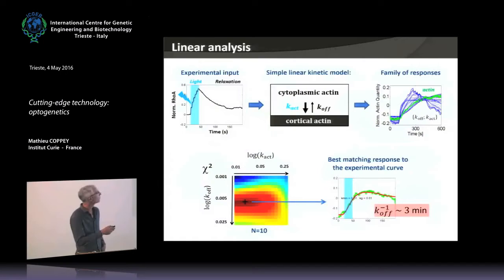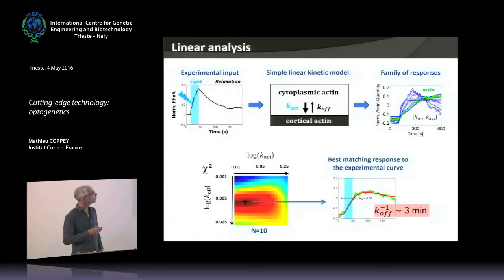I go fast because this is a bit complicated, but if you look in time at the total signal, here are the pulse of activation and the relaxation. You can measure that. So this is the experimental input, the recruitment on the plasma membrane that you measure from the microscope. Then you can feed that into a little model where you say that the actin is either monomeric or filamentous on the cortex, and that you have some exchange between both of them. With this simple model, you can feed that curve in and see what's the best predicted curve you can get.